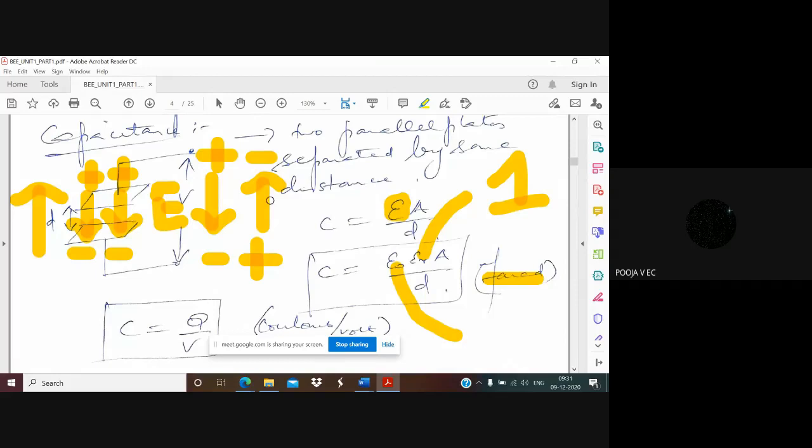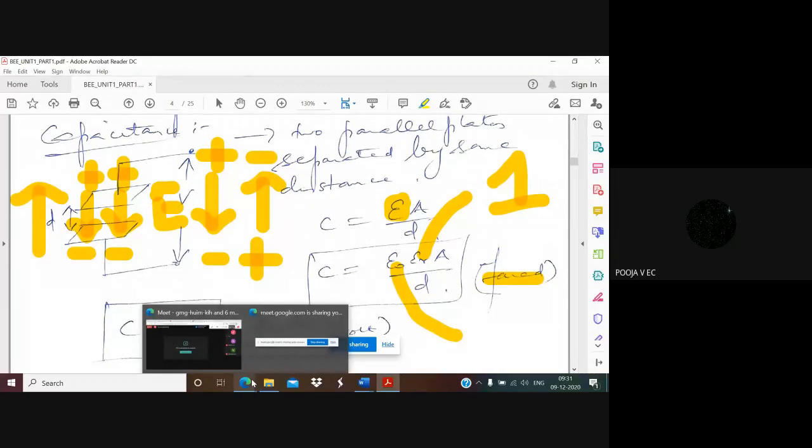Sir, I have a doubt. It is normally said that a capacitor resists voltage. Why is it, sir? It resists change in voltage. Why is it, sir?